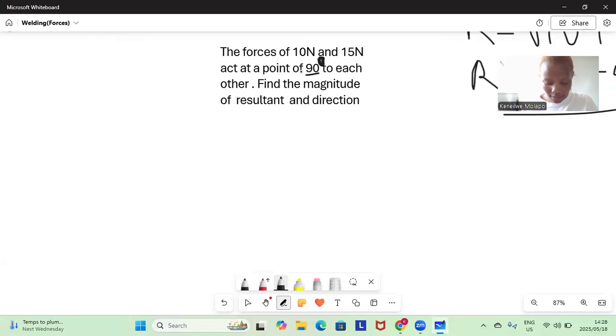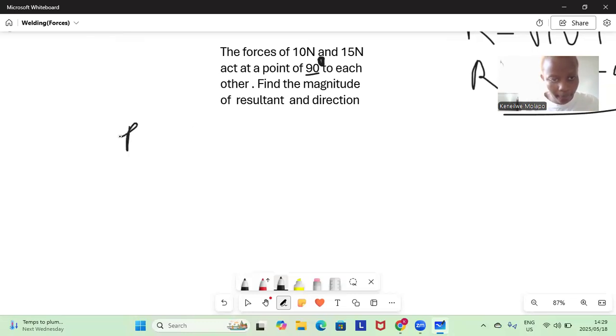Okay, guys. Here they say the forces of 10 newtons and 15 newtons act at a point of 90 degrees to each other. Find the magnitude and direction of the resultant force. So I am starting with the resultant force.